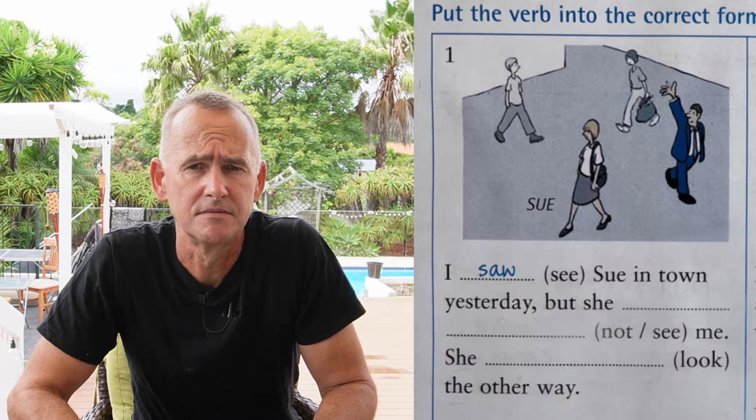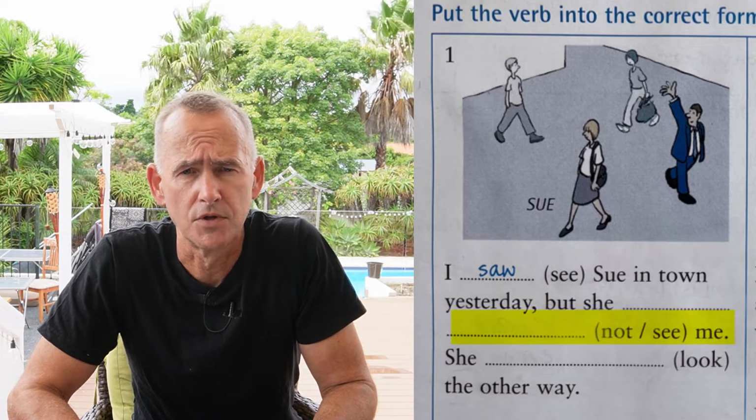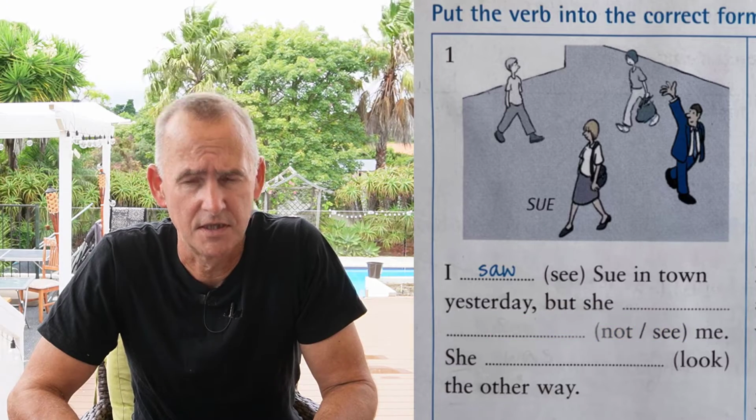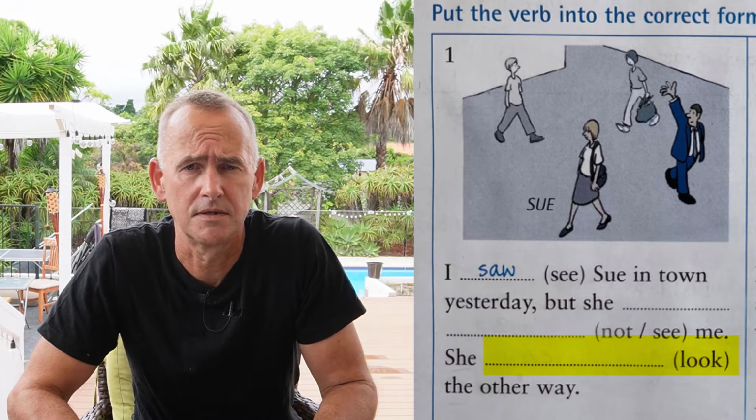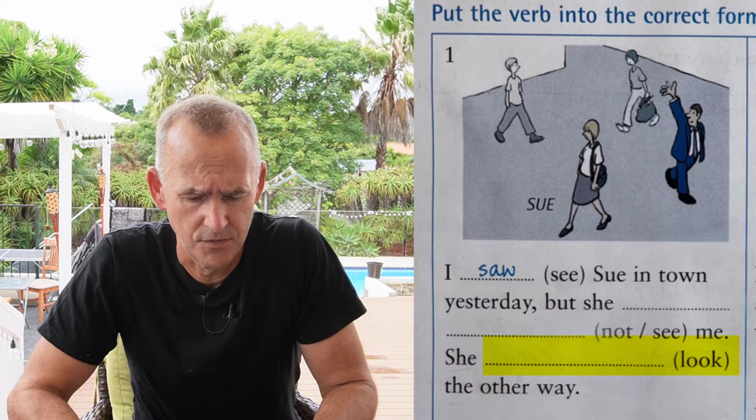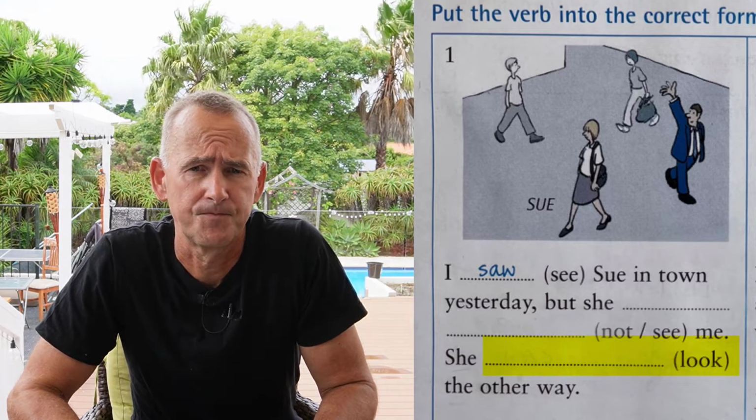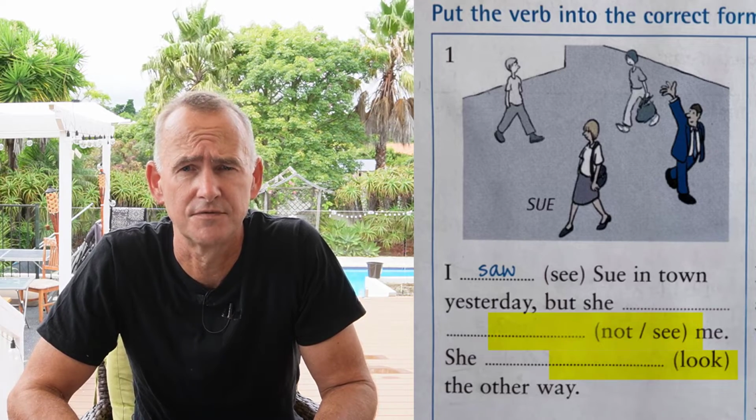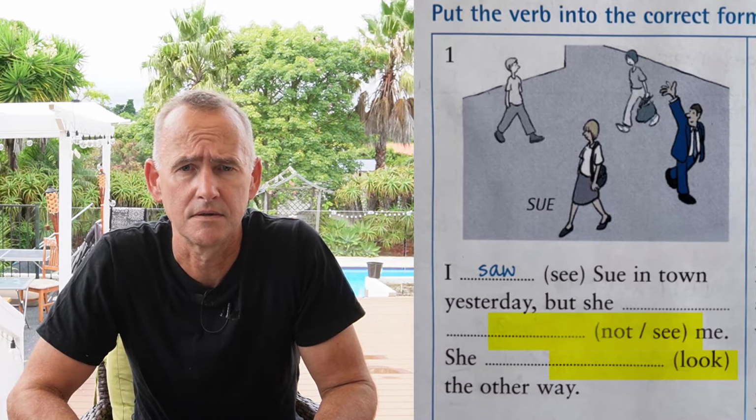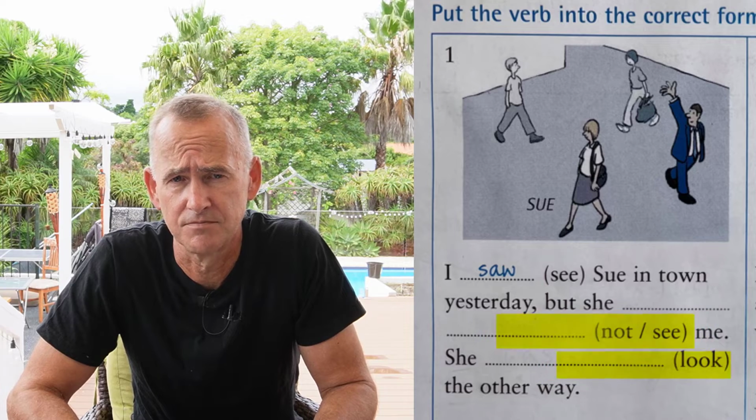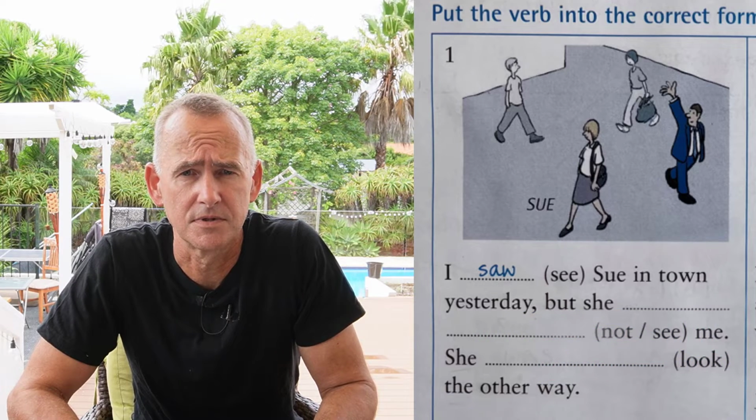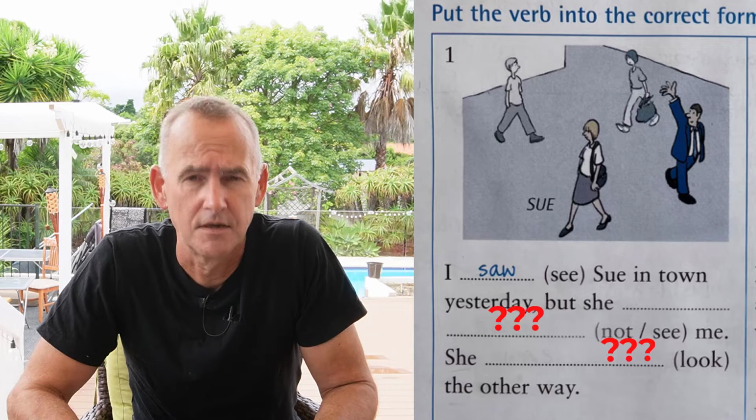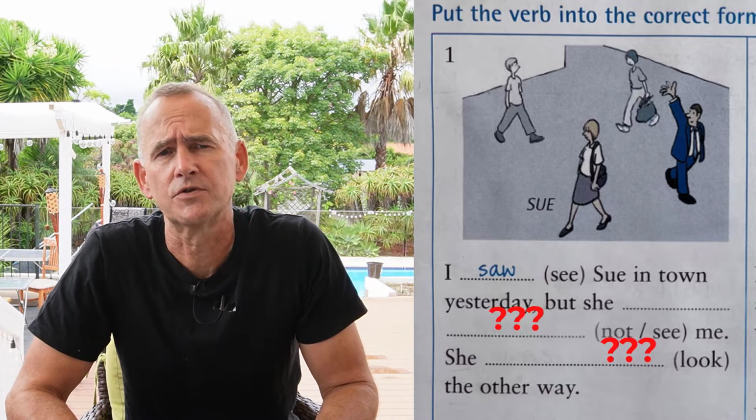but she not see me. She look the other way. Now, those verbs in the book are in the base form, the infinitive, the 原形. You need to change them. Past simple or past continuous. Okay, I'm sure you've got it correct.